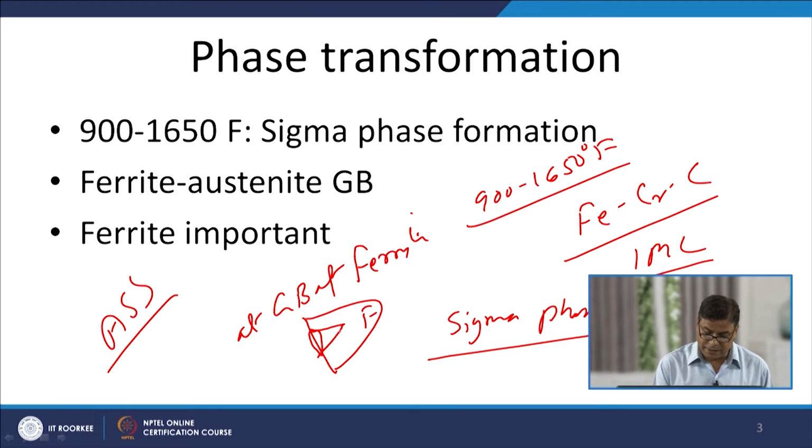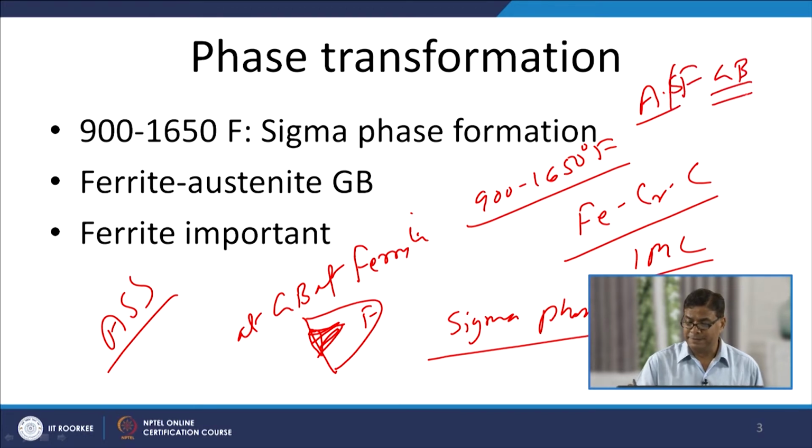Say this is the ferrite grain. So, the sigma phase will be formed at the boundary, and it will be growing towards the center of the ferrite. It is also commonly observed at the austenite and the ferrite grain boundaries.